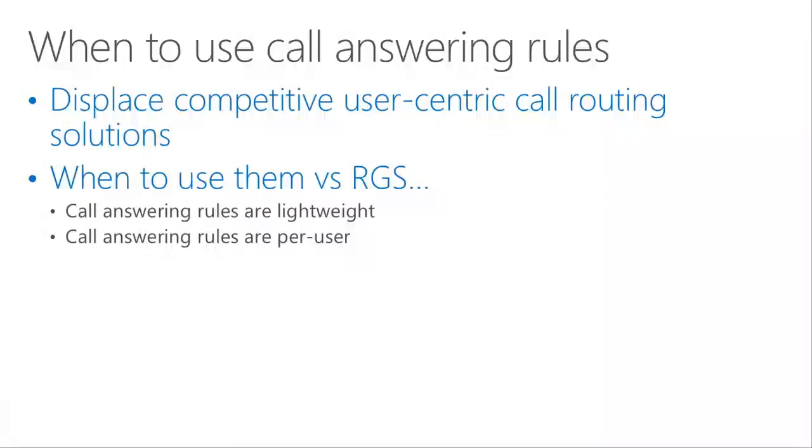So when do you use these? The two most common cases I see are, number one, when you want to use a response group service, but that's too much, when you don't need all the capabilities that RGS gives. The other is that there are PBX vendors who sell add-ons for their PBX that do exactly this, that allow users to have selective find me control. You can quit paying your PBX vendor to do that and implement it using call answering rules instead.